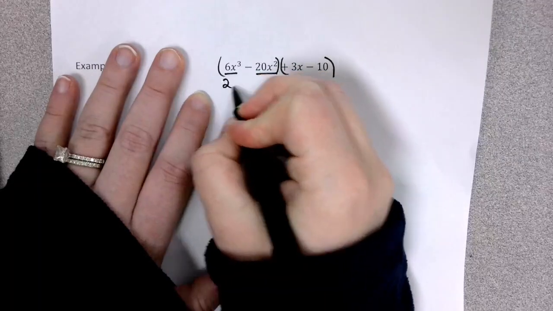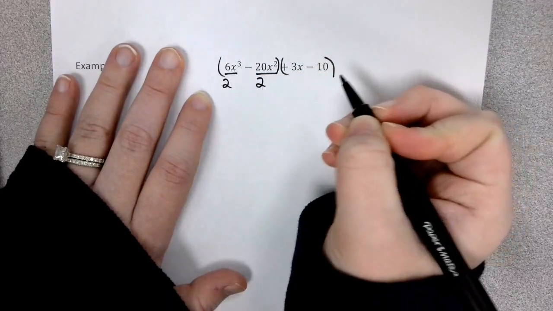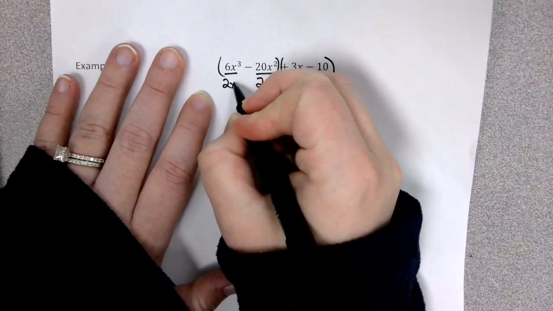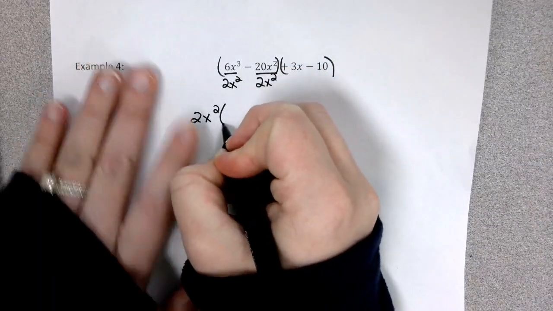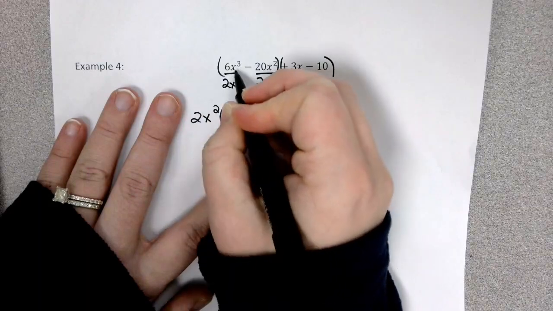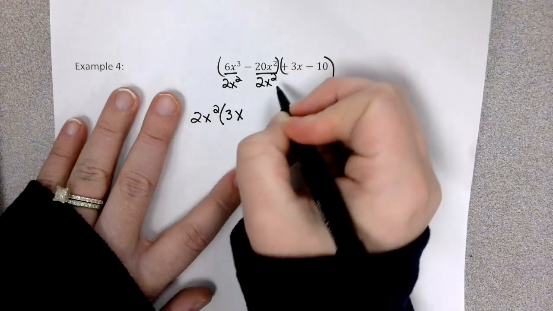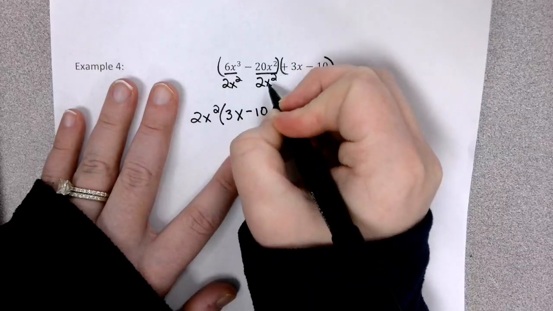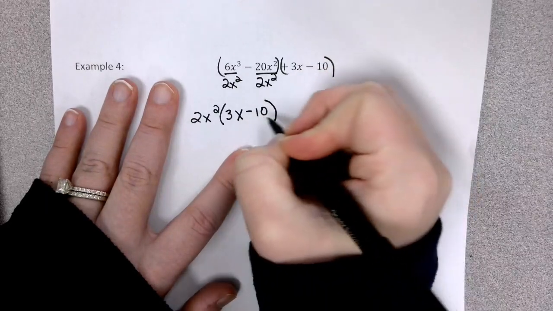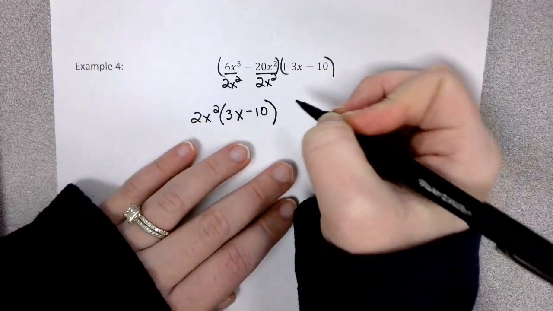I can take a 2 out of the 6 and the 20. X squared and x cubed, the most I could take out is x squared. So 2x squared. 6 divided by 2 is 3. X cubed divided by x squared is x. Negative 20 divided by 2 is negative 10. X squared divided by x squared is just 1, so I don't need that placeholder since I have the 10.